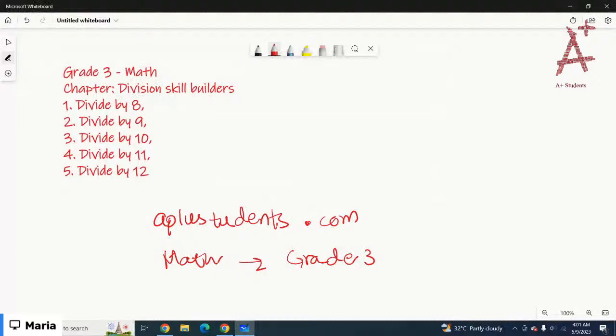Today we're going to start with the chapter Division Skill Builders. The lessons we're going to cover today are divide by 8, divide by 9, divide by 10, divide by 11, and divide by 12. So basically we're working on division. Let's just start.